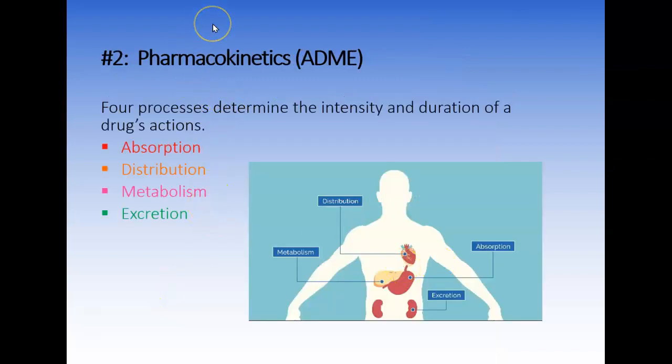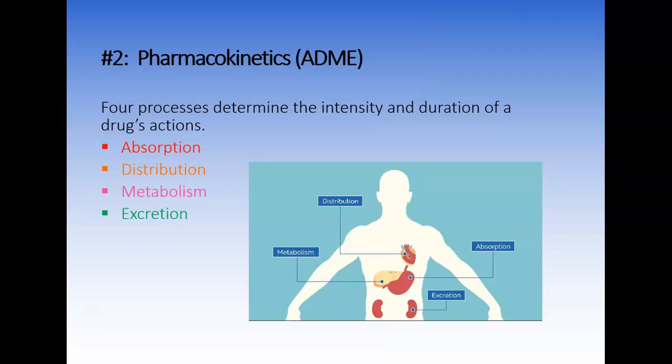Okay, so we're going to talk about pharmacokinetics. There's a little bit of a mnemonic there, ADME. There are 4 processes that determine the intensity and duration of a drug's actions. Absorption: how are you absorbing the drug? Is it easily absorbed? Is there something getting in the way of the absorption? How is it administered, and how's that working? Then you have distribution. Is it able to get where it's going? You absorbed it, but is it going to be carried there?